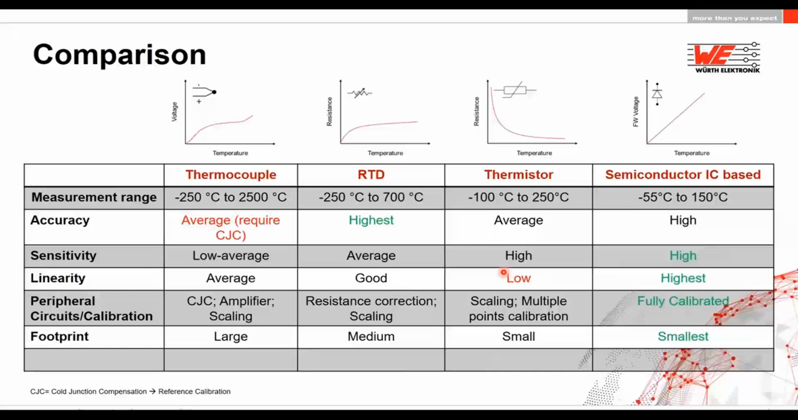The linearity, as you can see, the thermistor and thermocouple are very non-linear. On the other hand, the semiconductor-based sensors are very much linear. A very important point is what peripheral circuits or calibration do you require when you use these kinds of sensors?